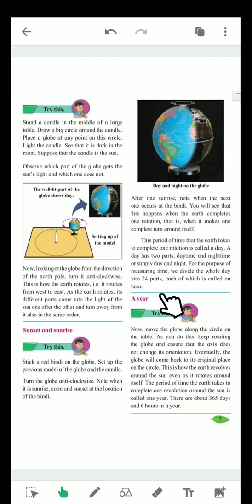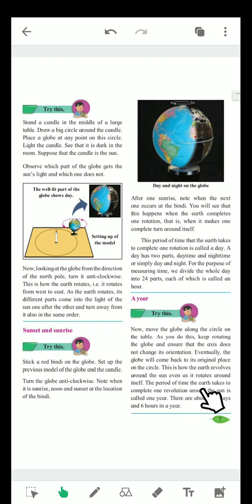Next one is a year. This is another experiment. Now move the globe along the circle on the table. As you do this, keep rotating the globe and ensure that the axis does not change its orientation. Eventually, the globe will come back to its original place on the circle. This is how the earth revolves around the sun, even as it rotates around itself.